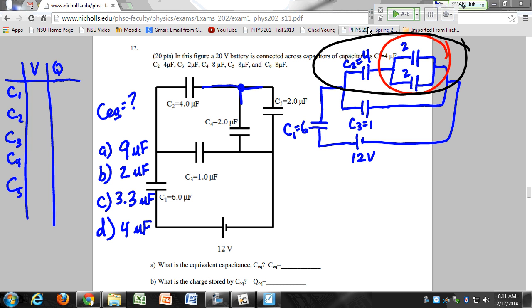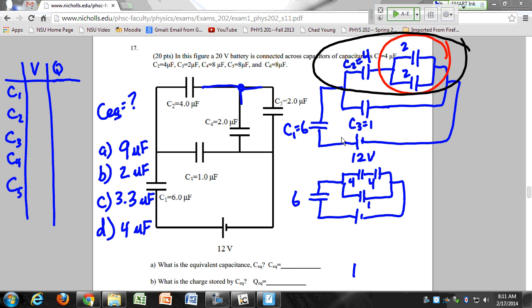A 2. All right, maybe I won't skip this. Let me go ahead and draw it out. So I have a 12, 6, 4, 4, 1, and then I combine that 4 and 4, which gives me 2 microfarads. So I have a 2 and a 1. So that's 6 microfarads, 2 microfarads, and 1 microfarad.